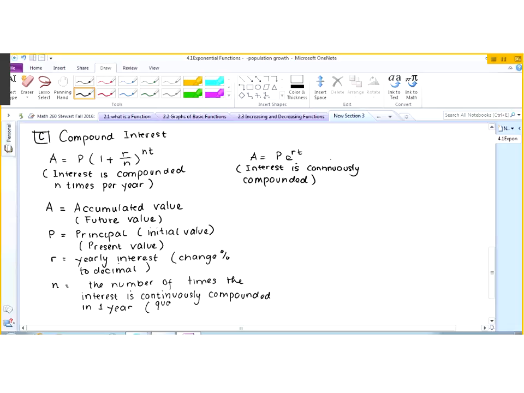Okay, so if I say quarterly, how many times? Yes. How about daily? Yes. And you know the others, right? Monthly, semi-annually. What about semi-annually? Yes. Good. And the last one is t. What is t? Yeah, time. This is the number of years the amount is invested.